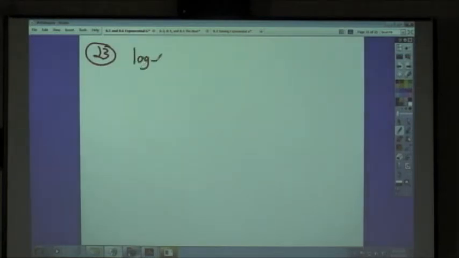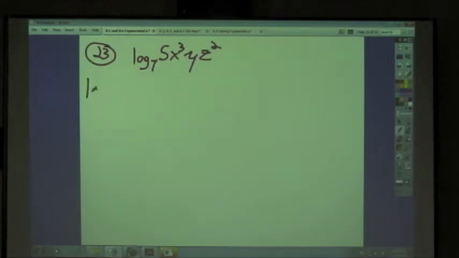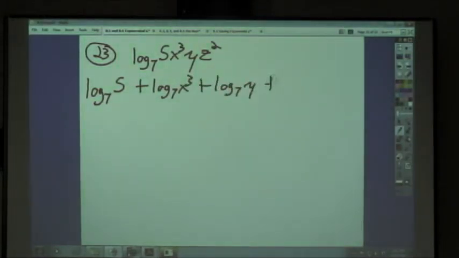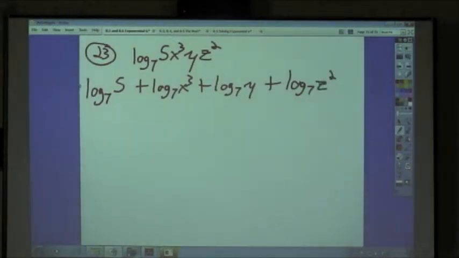log base 7 of 5x cubed yz squared. This one has a lot of stuff multiplied across here. So I'm going to split all of that up at one time. Log base 7 of 5 plus the log base 7 of x cubed plus the log base 7 of y plus the log base 7 of z squared.